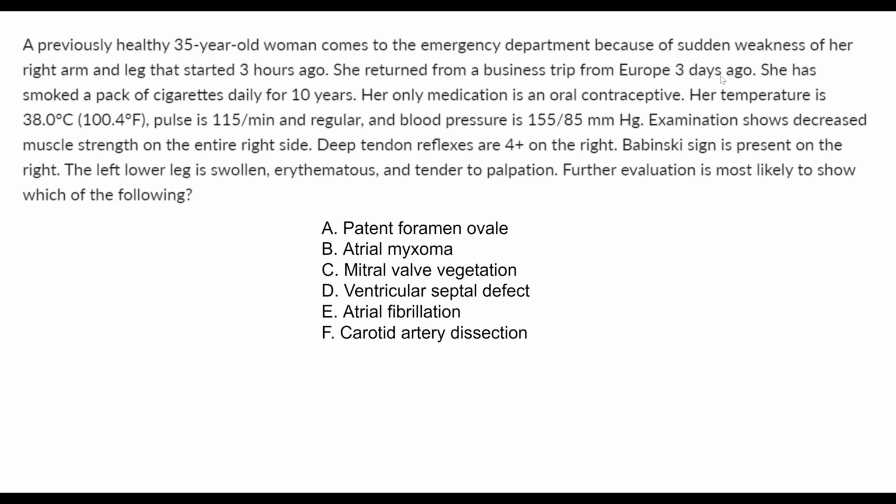But basically, she's having cerebral symptoms, right? Along with the left lower leg being swollen, erythematous, and tender. That's telling you that she has a DVT, because with a DVT you're going to have a swollen leg. It's unilateral, right? So one leg is swollen, and then she's having neurological symptoms. So you should think, okay, DVT, neurological symptoms, most likely a paradoxical embolus.